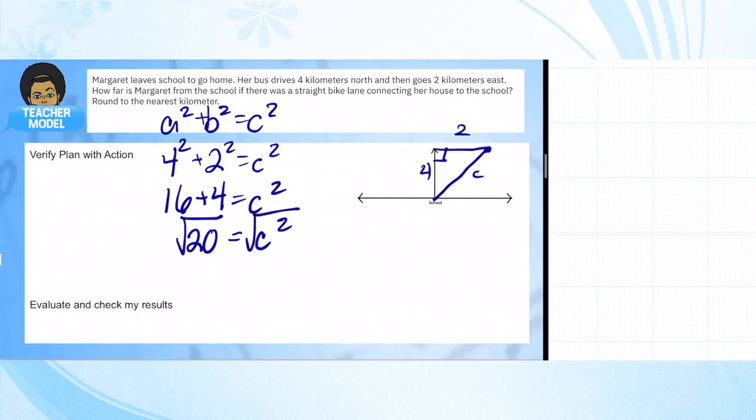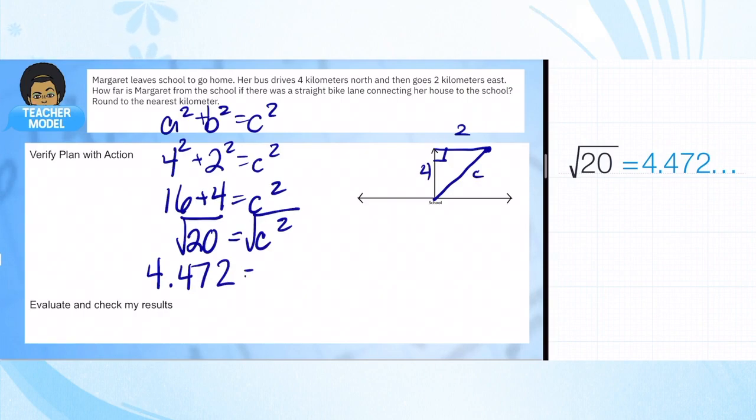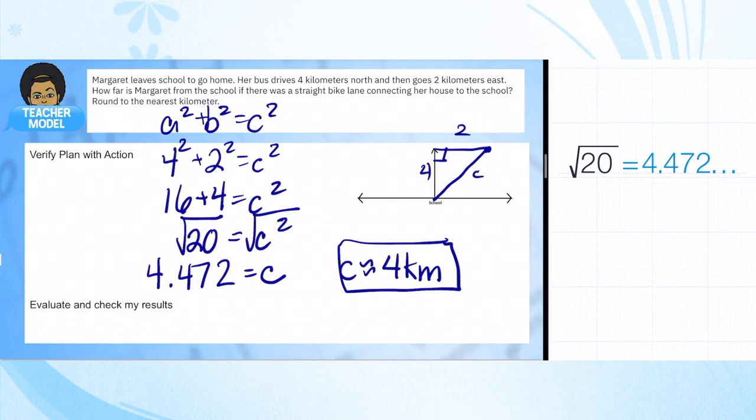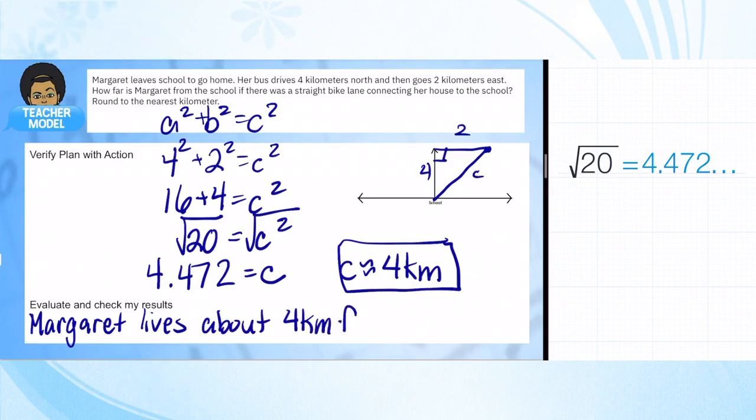Let's find the square root of 20 using our calculator. And I'm getting 4.472 is equal to c, and we're going to round this to the nearest kilometer. So c is equal to 4 kilometers, and I'll answer that in context. Margaret lives about 4 kilometers from the school. And there you go.